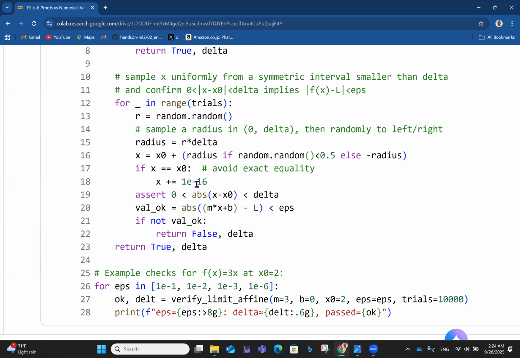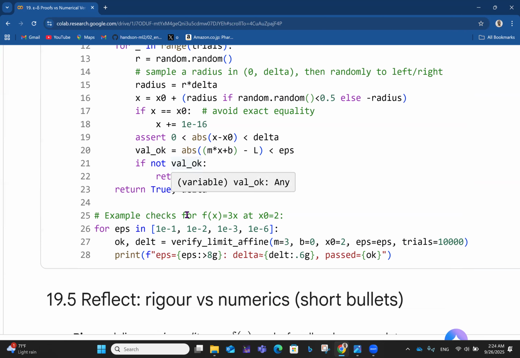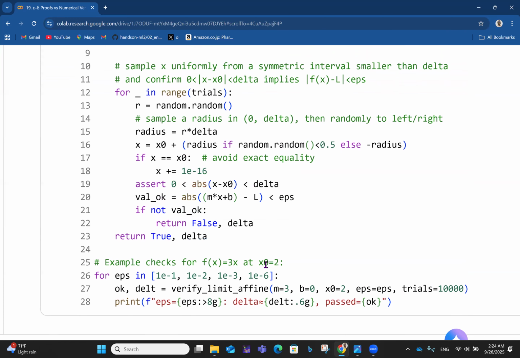Then we assert 0 is less than the absolute value of x minus x naught less than delta, and val_ok is the absolute value of mx plus b minus L less than epsilon. If not ok, we return False and delta, and then return True and delta otherwise, right? So for example, we want to check for f of x equals 3x at the x naught we've been working with. So we now take different values of epsilon.